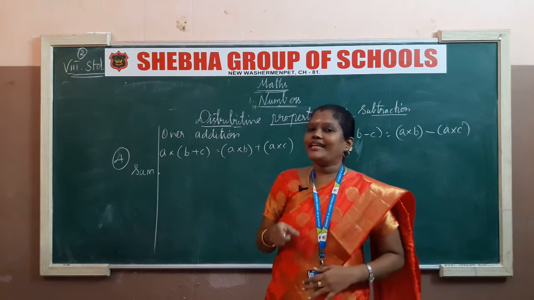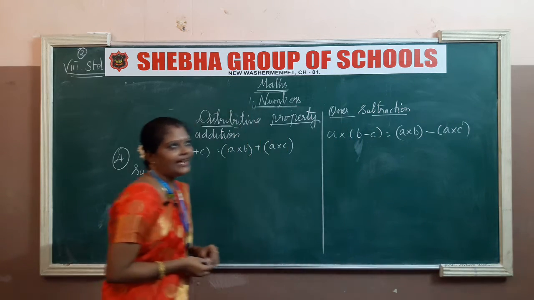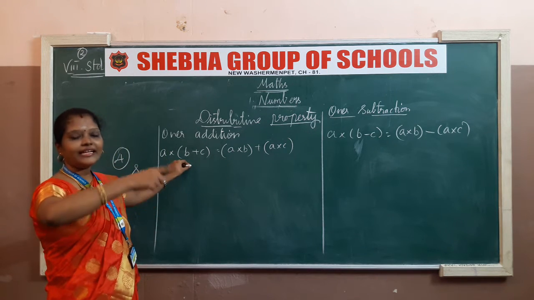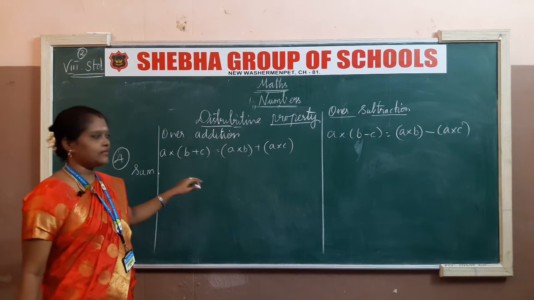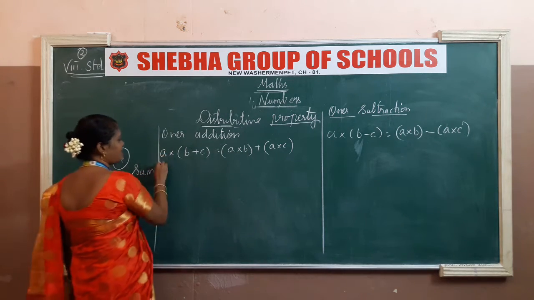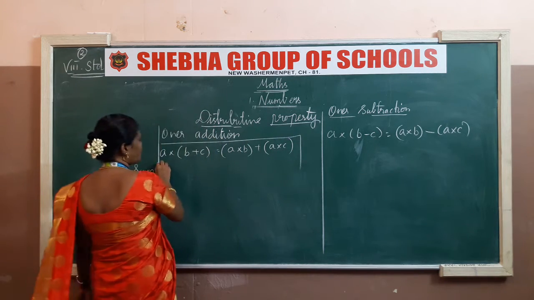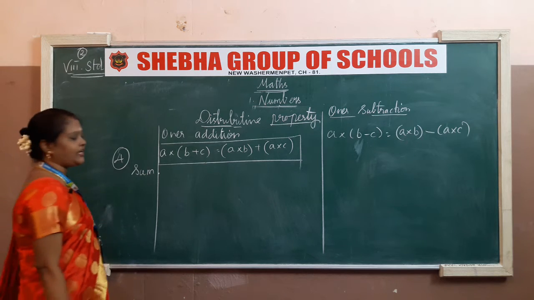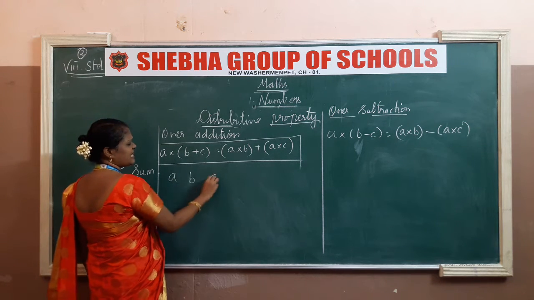The distributive property is nothing but this: in the left hand side, it has only 3 rational numbers. When it comes to the right hand side, the numbers will split into 4 rational numbers. I write it here. In a simple way, this is the major formula for distributive property over addition. Now write A, B, C.